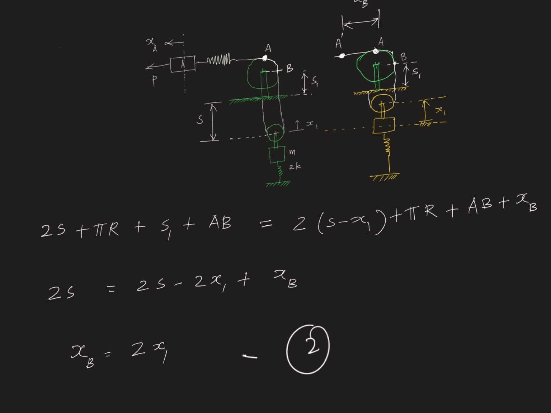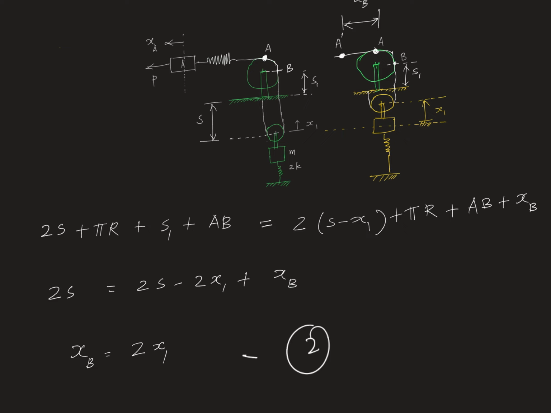It's an inextensible rope. Now let us find the length of this rope from this point to this point. What will be the length? 2s, this distance and this distance. Then there is half of the perimeter over the pulley, which I am representing as pi R, where capital R is the radius of this particular pulley. Then there is AB, this length, which can be thought of as 1/4 of the perimeter of this particular pulley.